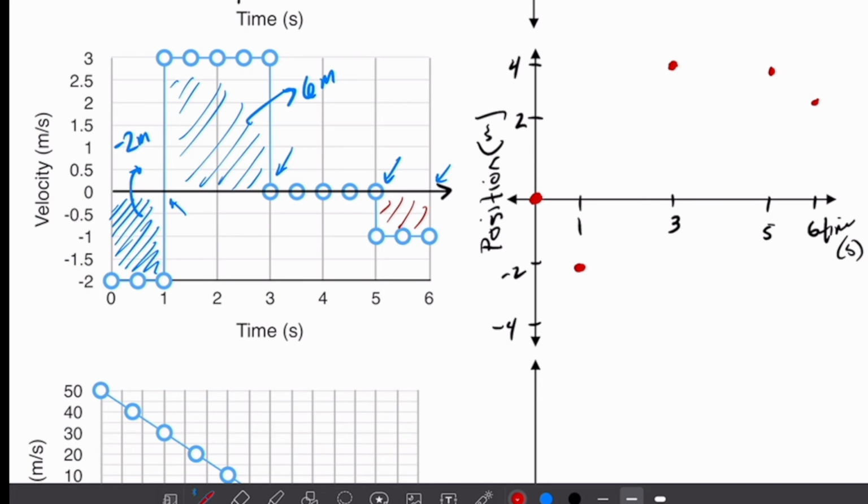All right, so that's it. I just gotta connect all them dots together. Straight lines, of course. And we're done.